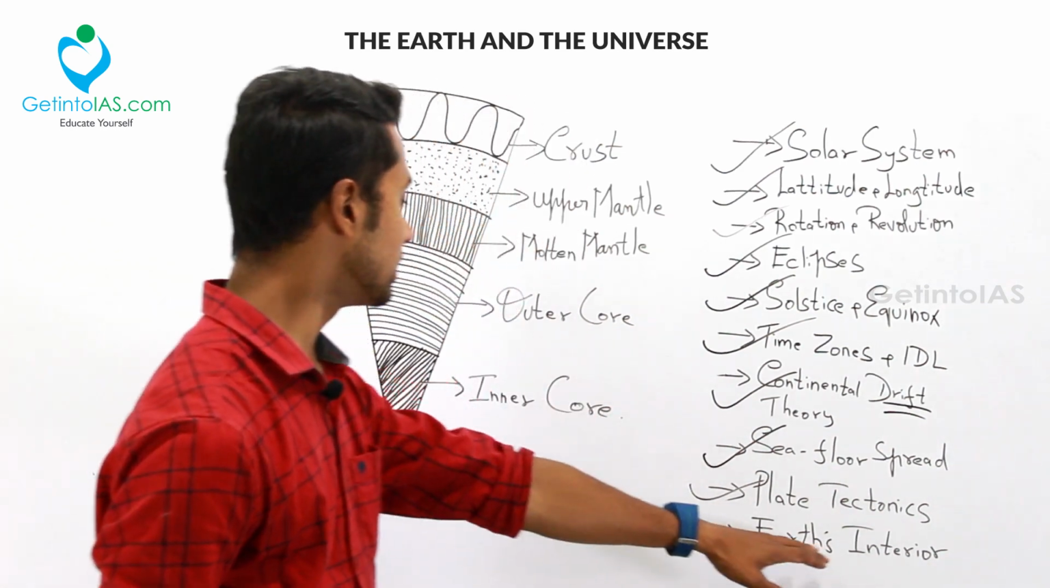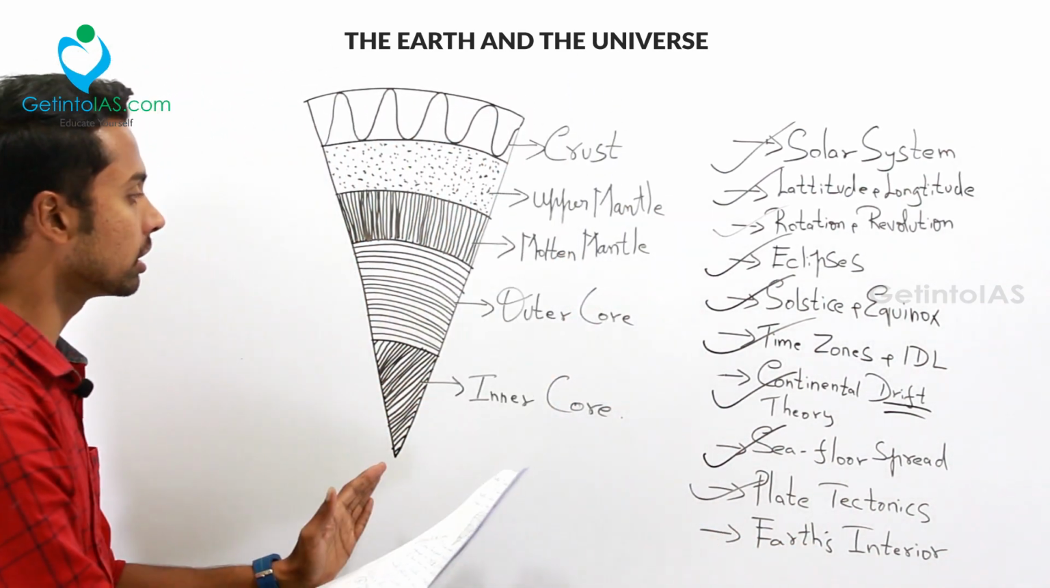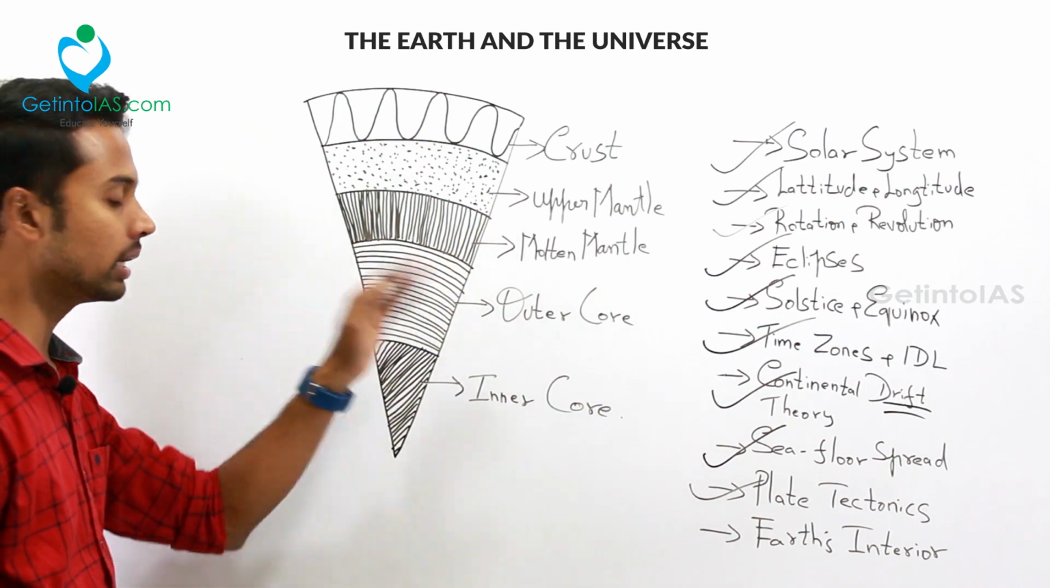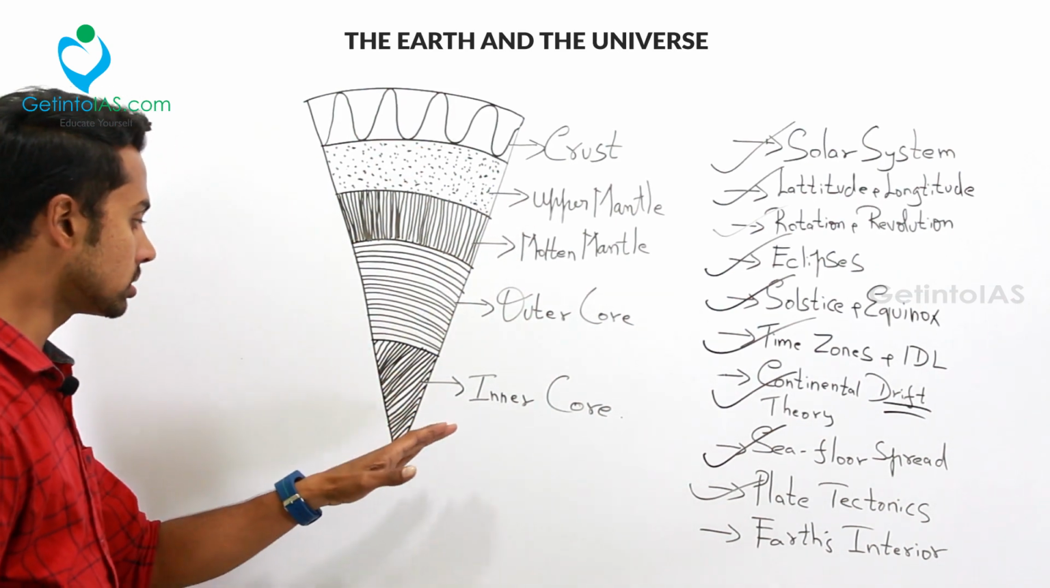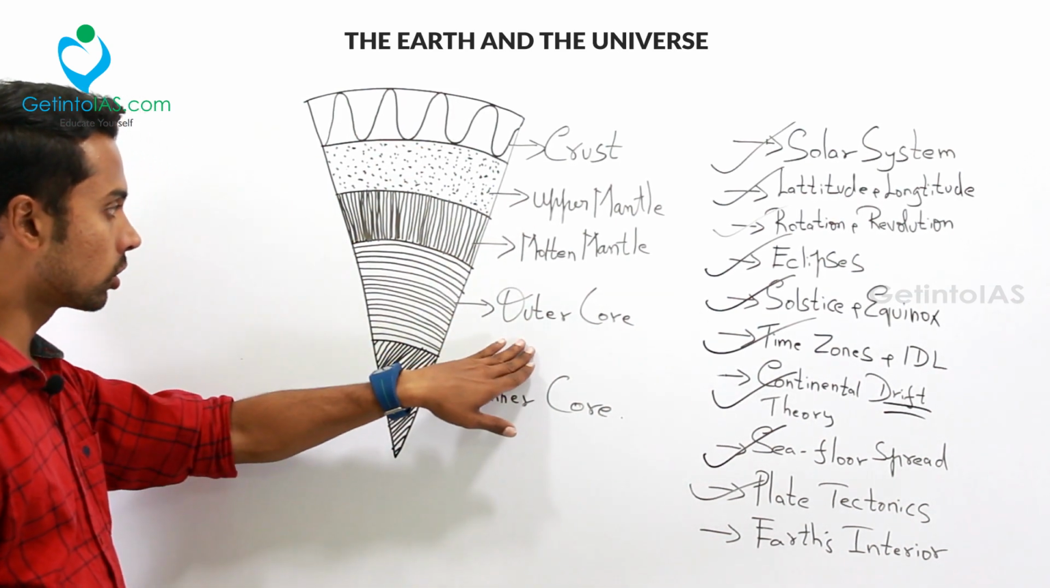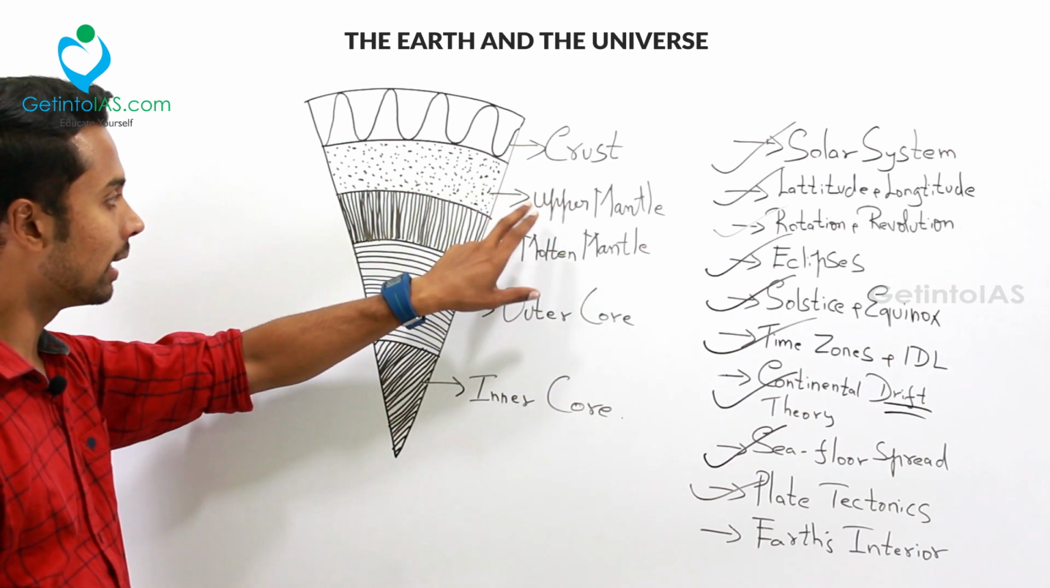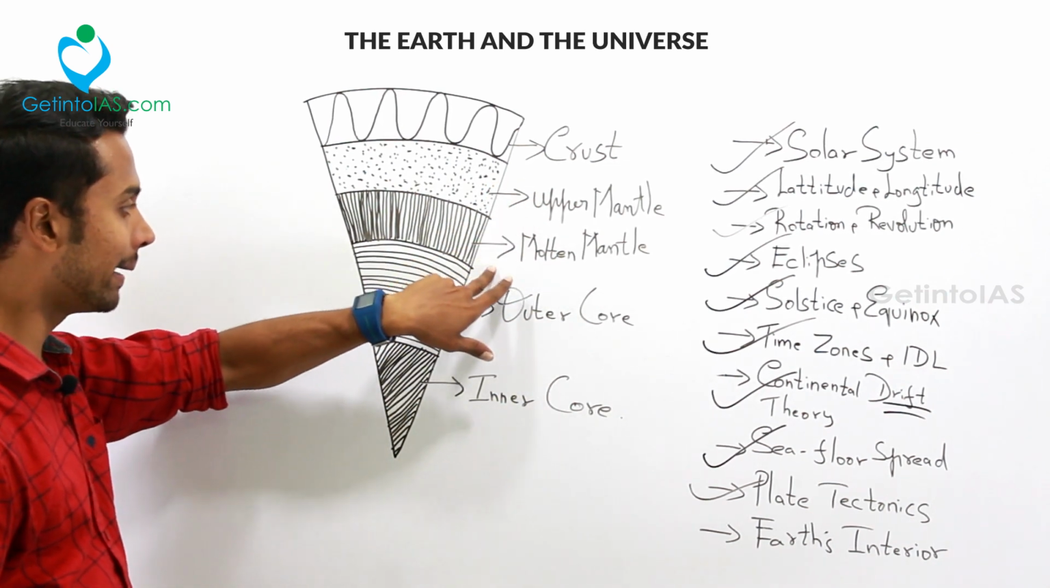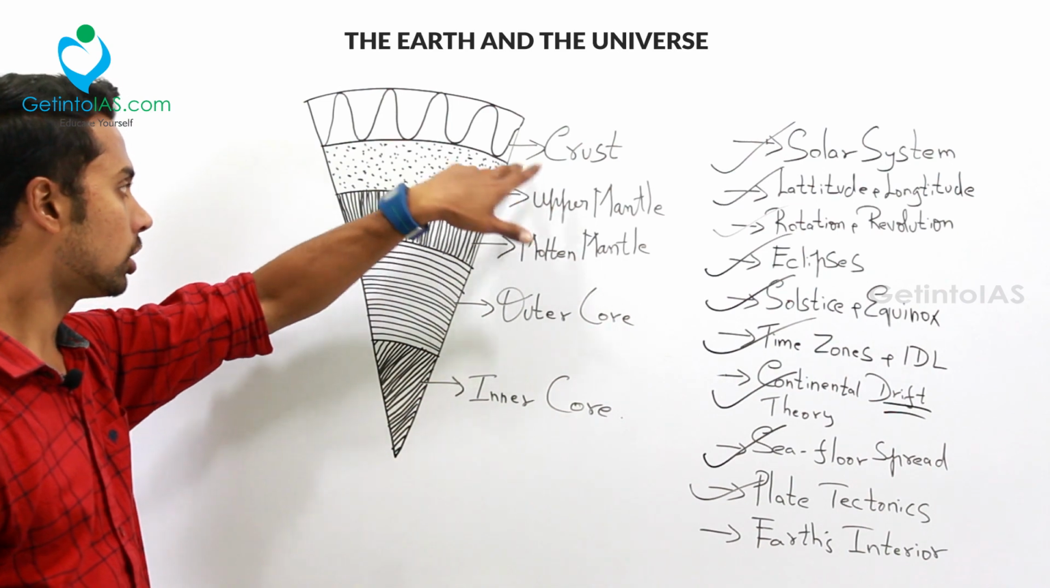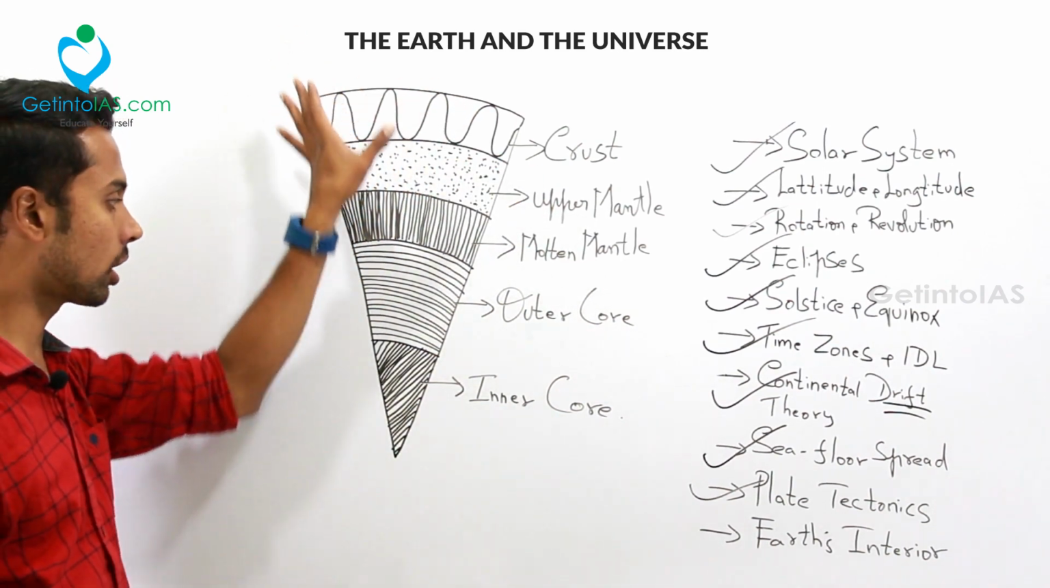Okay. So what is the Earth's interior? We have taken a cross-sectional view of the Earth's interior. This is the Earth's interior in a cross-section. It consists of an inner core, an outer core, and the mantle, upper mantle and lower mantle, which is the molten mantle, and at the topmost it is the crust. This is the cross-sectional view.